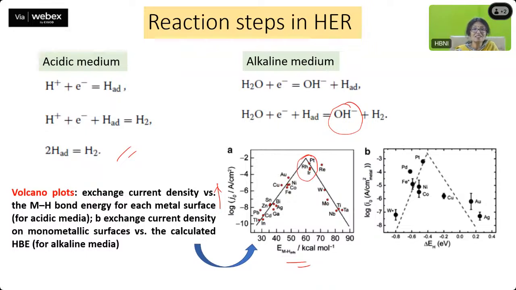When you're talking about acidic medium, generation of hydrogen using hydrogen evolution reaction. Whereas when you're having an alkaline medium, this is the exchange current density on monometallic surfaces versus the calculated bond energy of hydrogen with these metal surfaces. In this particular case, you will find in the volcano plot that it is platinum which is occupying the highest position. So the peak is for platinum.